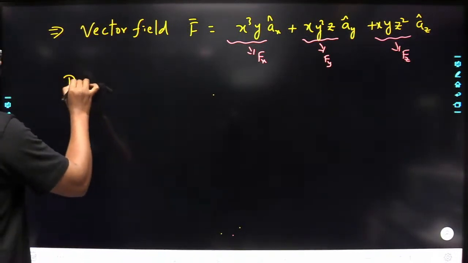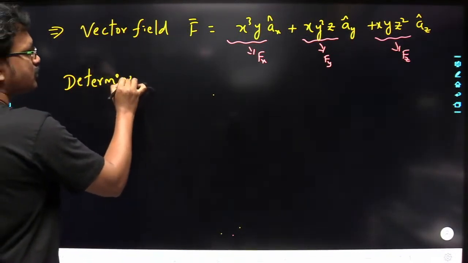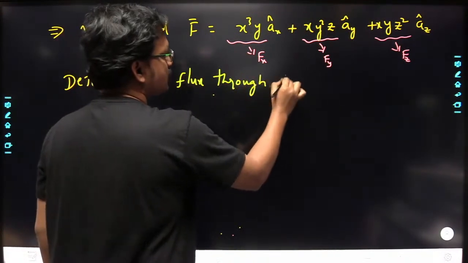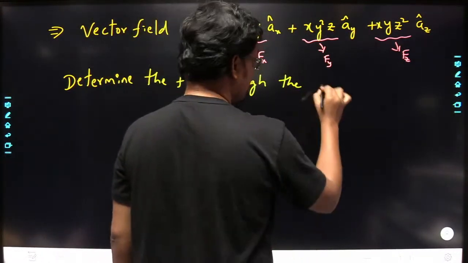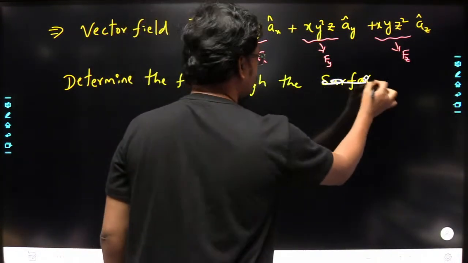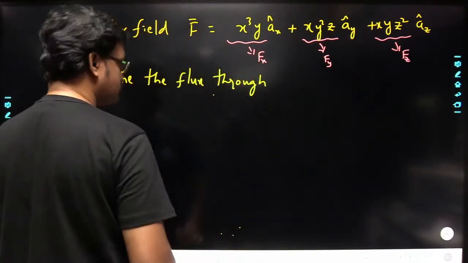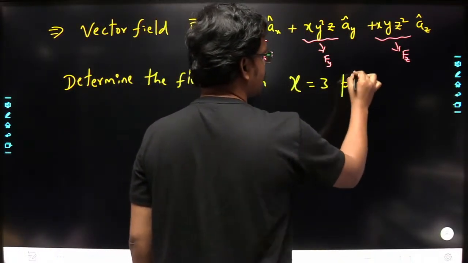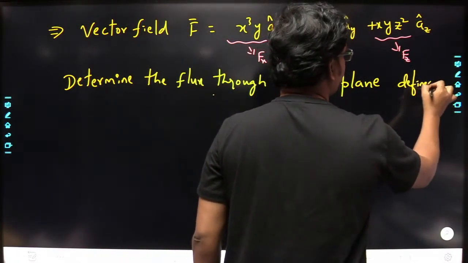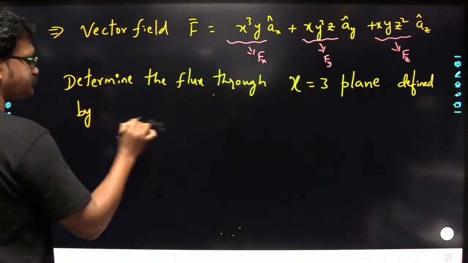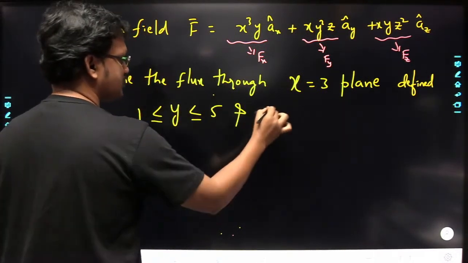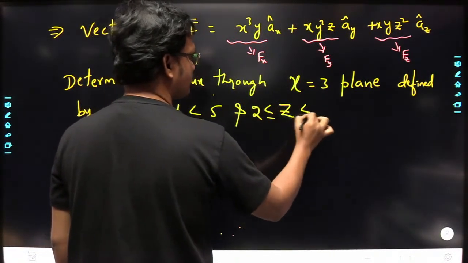So then determine the flux through the surface, or you can say determine the flux through x is equal to 3 plane, defined by y ranging from 1 to 5 and z ranging from 2 to 4.